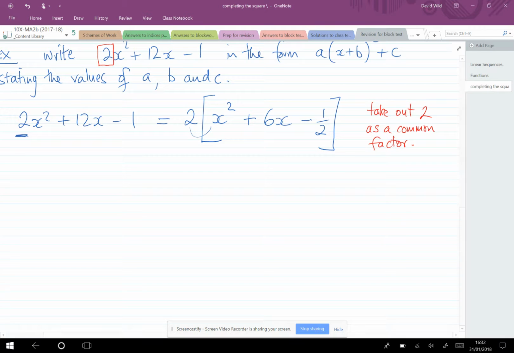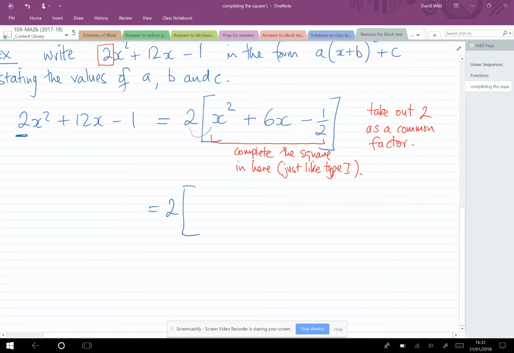Okay, once I've done that, I'm going to complete the square inside here. Complete the square in here. These are just like type 1 questions like we did earlier. Okay, so let's do that. So we've got our 2 there. We're going to complete the square inside these square brackets.